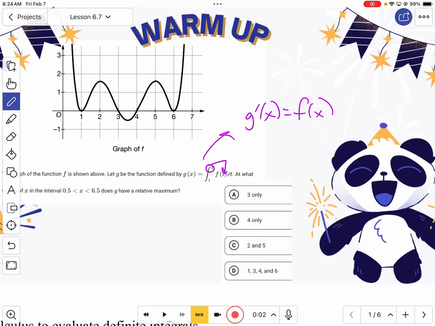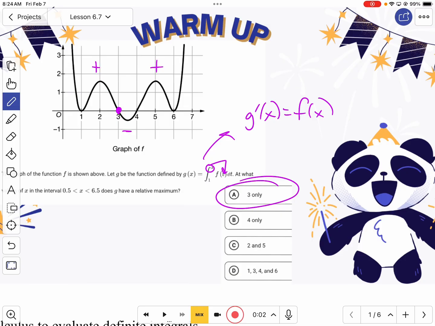So this graph is going to tell me where we have a relative maximum on g. We'll be looking for where that graph changes from positive to negative. Okay, and so where does it change from positive to negative? It happens at 3. Okay, so my only answer is 3. Question about that? We started that yesterday with maximums and minimums and all the good things.